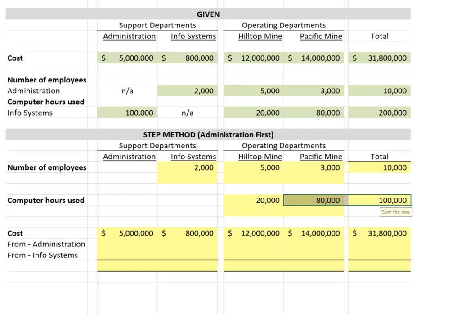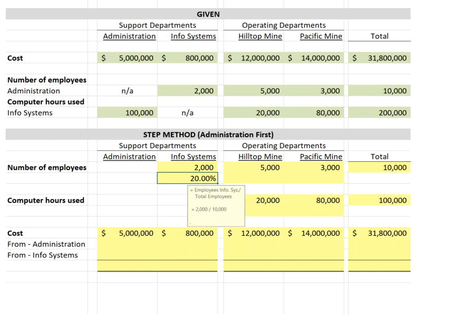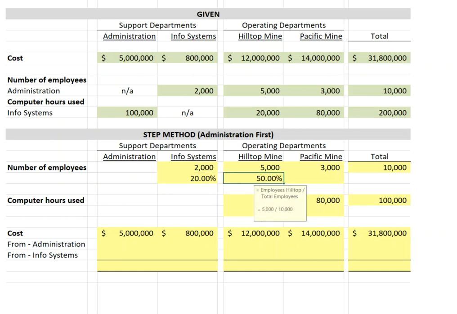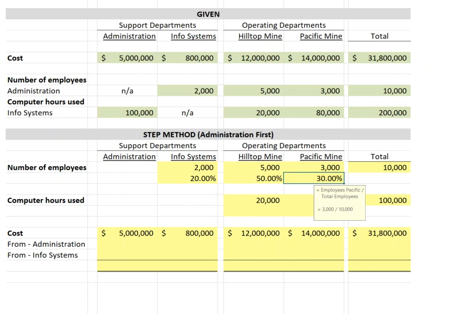Recall, once we have closed out the administrative department, we will no longer add costs in. So we do not consider the computer hours used by the admin department in the step method when we close out administration costs first. Let's calculate our allocation percentages. 2,000 out of the 10,000 employees, or 20%, work at Information Systems. 5,000 out of the 10,000, or 50%, at the Hilltop Mine. 3,000 out of 10,000, or 30%, at the Pacific Mine. Those cost allocation percentages will be used to allocate out the $5 million in cost in the admin department.